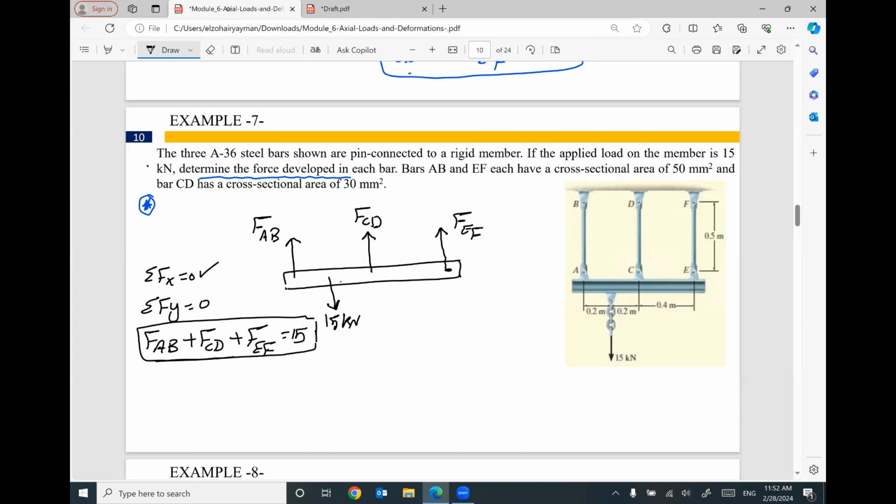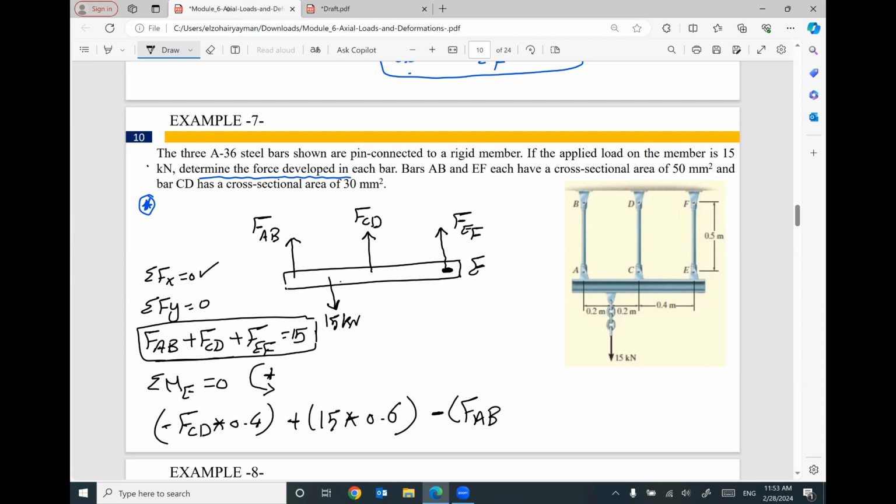I will take moment at E. If you take summation moment at point E equals 0, I'm going to assume counterclockwise is my positive. So taking a moment at E will cancel FEF. So I will have negative FCD times horizontal distance 0.4 meter, positive 15 kilonewton times horizontal distance 0.6 meter, negative FAB times horizontal distance 0.8 meter, equal 0.